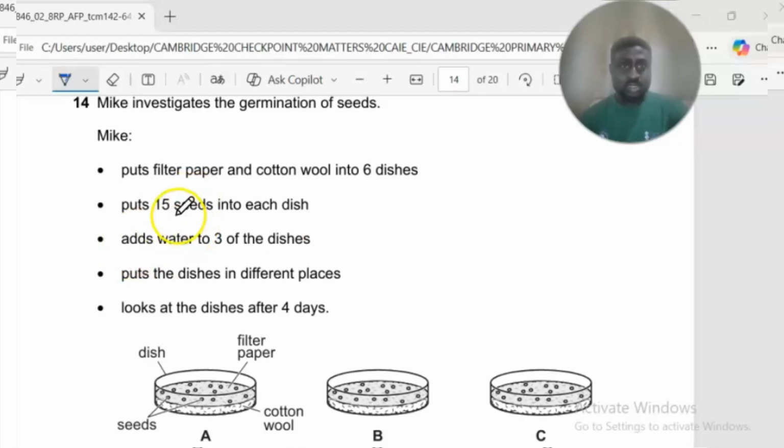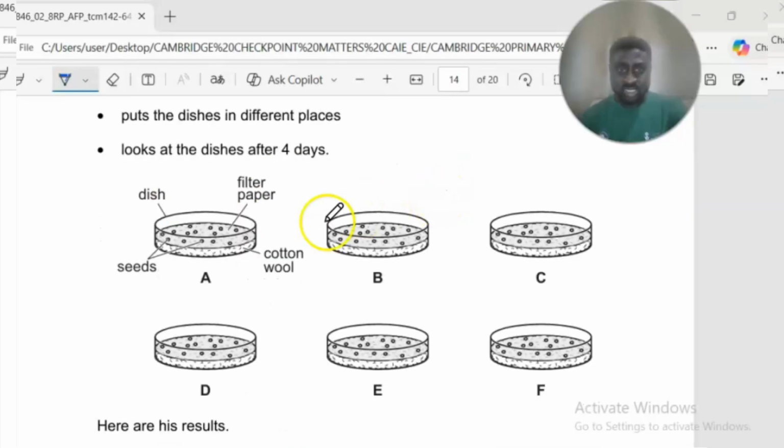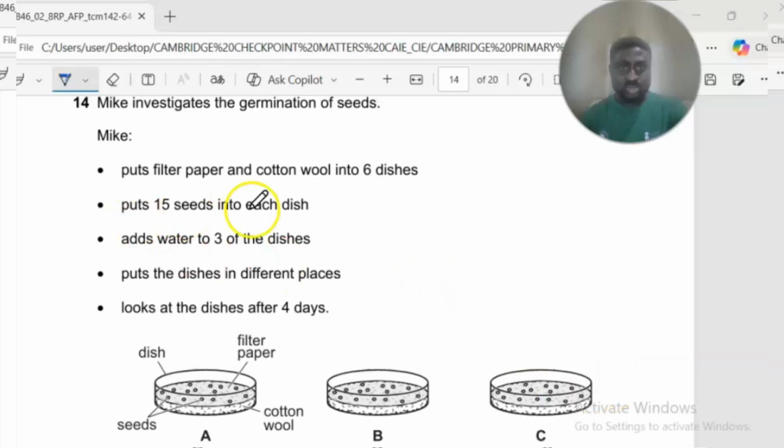So Mike puts filter paper and cotton wool into 6 dishes. These are the sample or model 6 dishes. We have A, B, C, D, E, and F. He puts filter paper and cotton wool into 6 dishes. He puts 15 seeds into each dish.